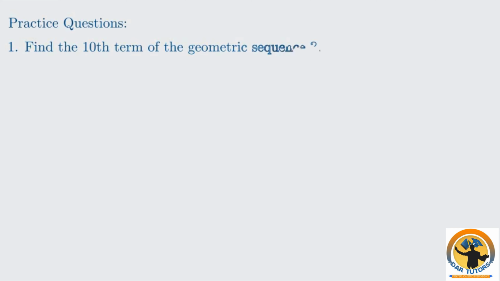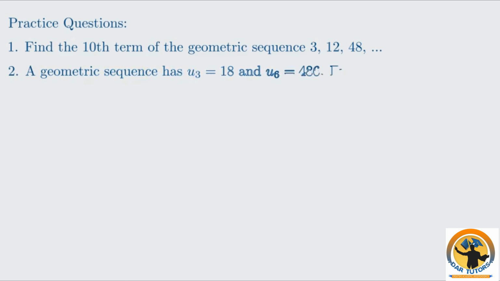To solidify your understanding, here are some practice questions. Here are 5 practice questions for you to work on. Pause the video and give them a try. Question 1. Find the 10th term of the geometric sequence 3, 12, 48, and so on. Question 2. A geometric sequence has u_3 equals 18 and u_6 equals 486. Find the general term, u_n.